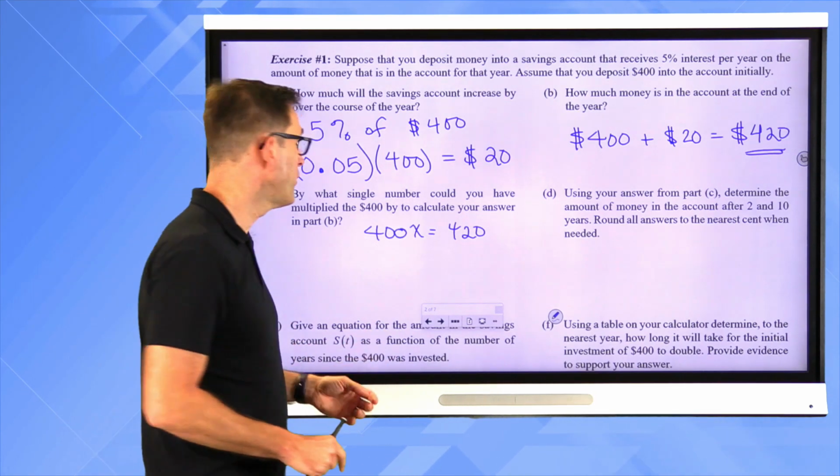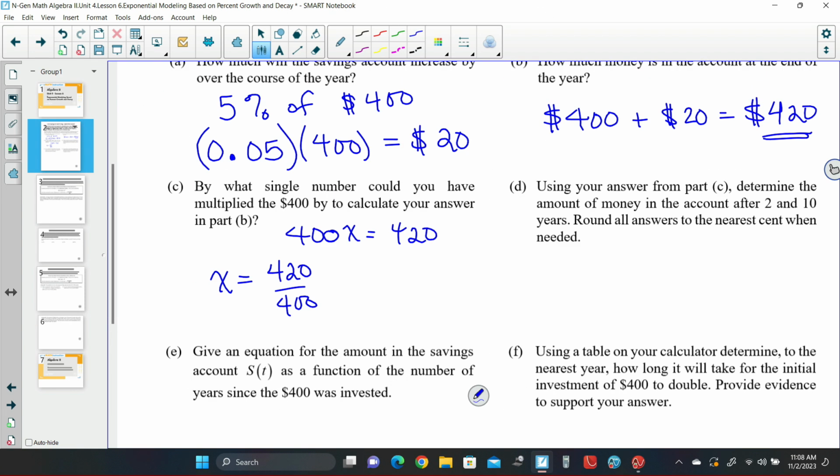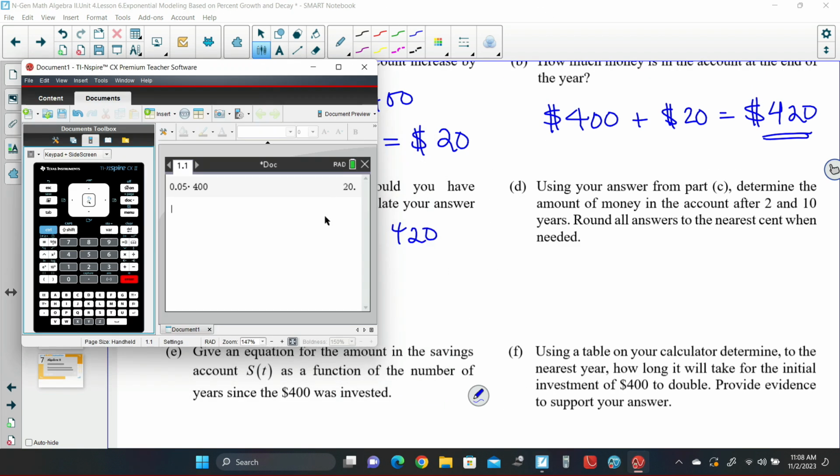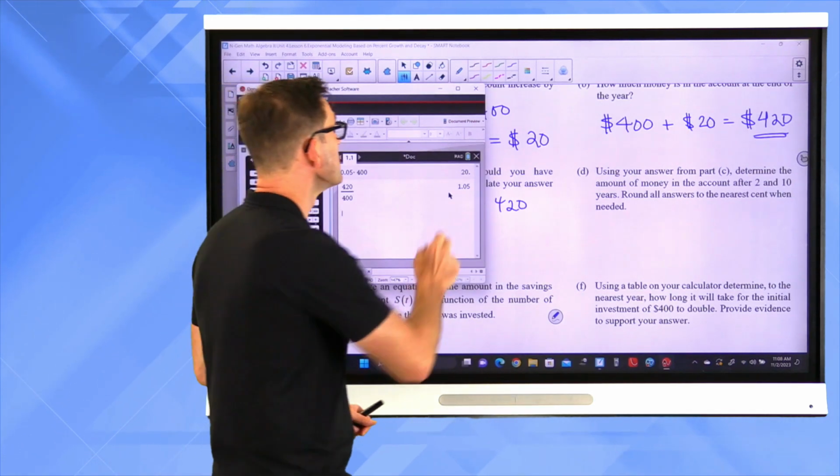All right, and hopefully what you found was not much of a surprise. In fact, hopefully you could have done this right from the beginning, 420 divided by 400. So we just do 420 divided by 400. Now that's going to give me a reduced fraction, so I have to do that, and I get 1.05.